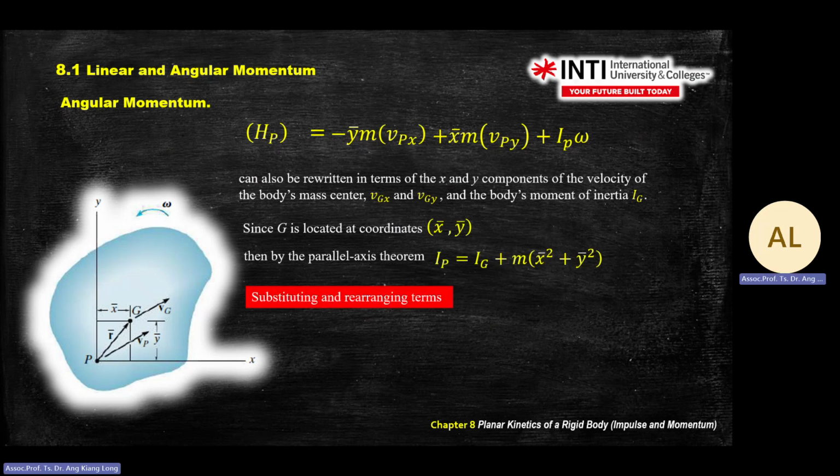Okay, still the same. How to find the I? I equals Ig plus md square. Still the same. I equals Ig plus md square. This one, you see X bar, Y bar is the D. Your focus point, the O and the G, this is your D.